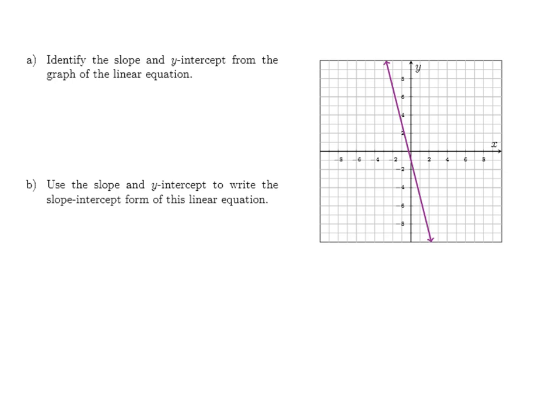In this video, we're going to use the graph of a linear equation to identify its slope and y-intercept, and then use those to write the algebraic form of this linear equation, which we'll write in slope-intercept form. So the key thing here will be that we'll need to know what the slope-intercept form is, and that general form is y = mx + b. And in that form, m is the slope, and b corresponds to the y-intercept.